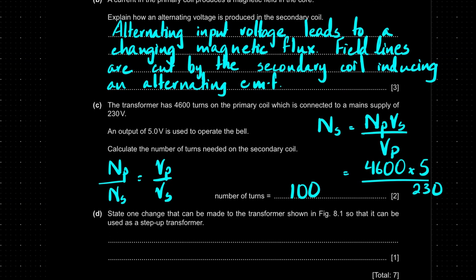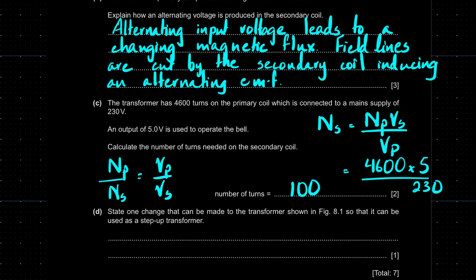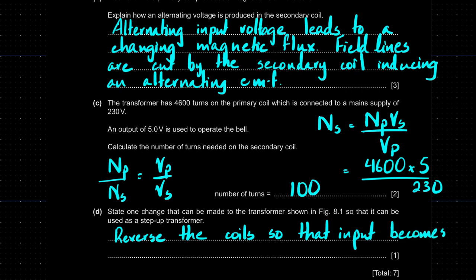State one change that can be made to the transformer in 8.1 so that it can be used as a step-up transformer. So it's just one change. You just change the input and outputs, right? So reverse the coils so that input becomes output and vice versa.